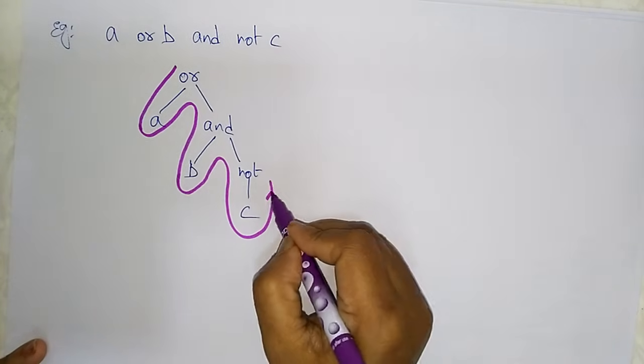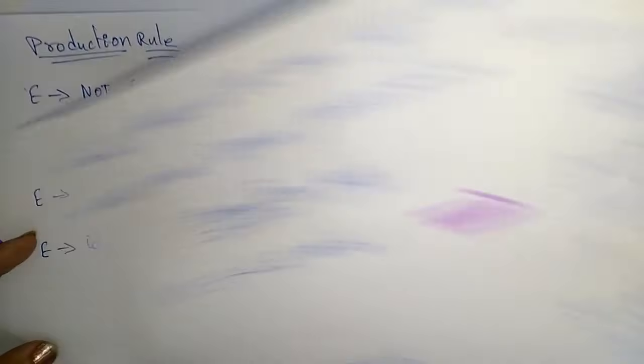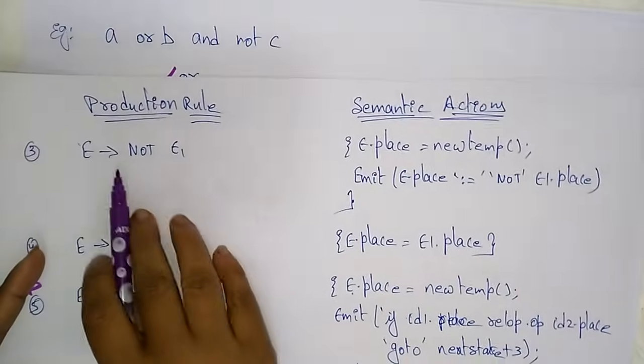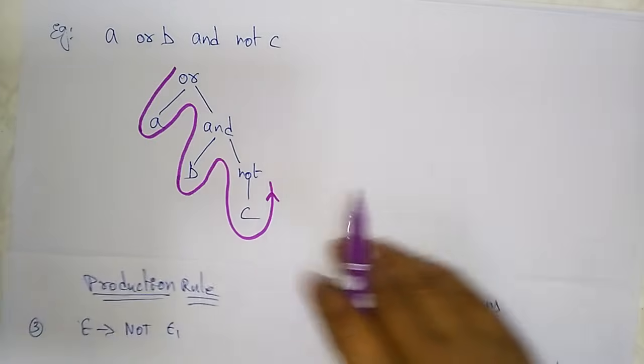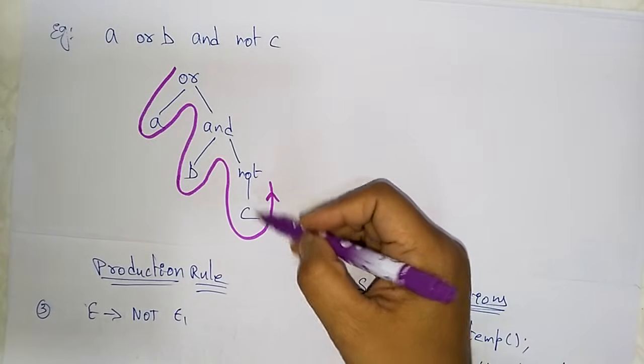Yes, here the reduction is there. Not C. So not C. Just check what is the not C. E determines not E. Okay. So here E determines not E. So a reduction is there.